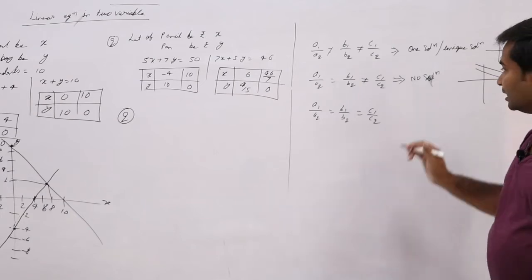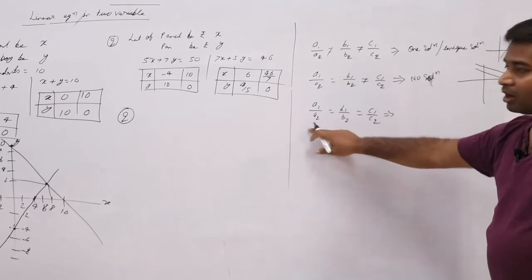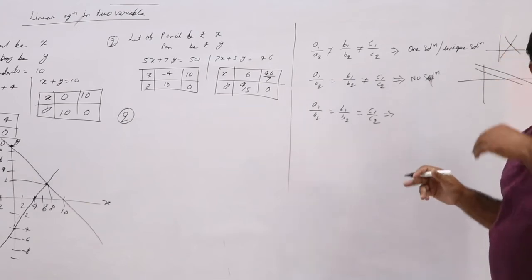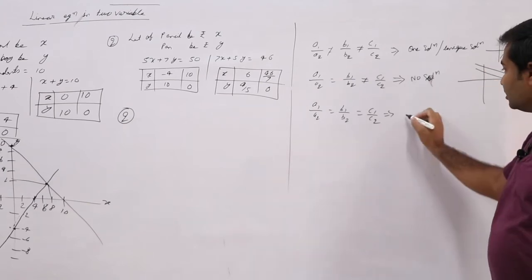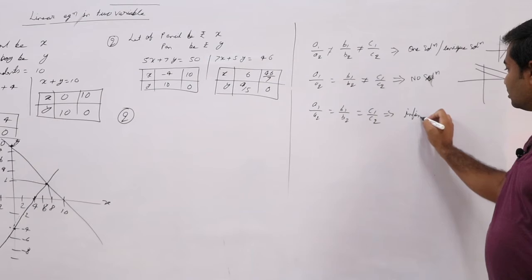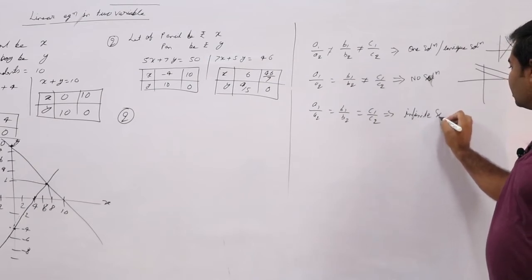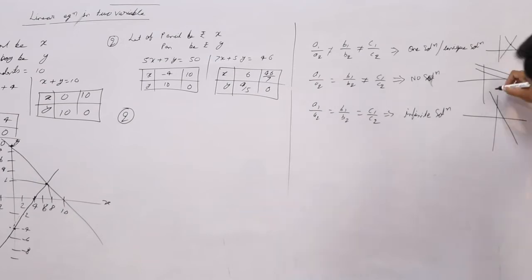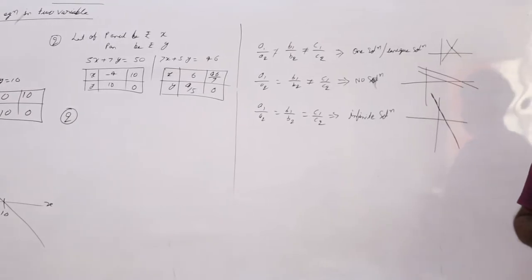Correct na? Acha. And when all three are equal, the solution will be infinite solutions. How? Infinite solutions. And how will the graph be? Matching. Both lines will come on the same line, one on one, right? This is called coincidence. Coincident.